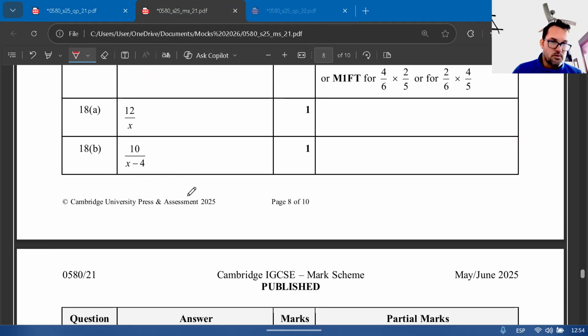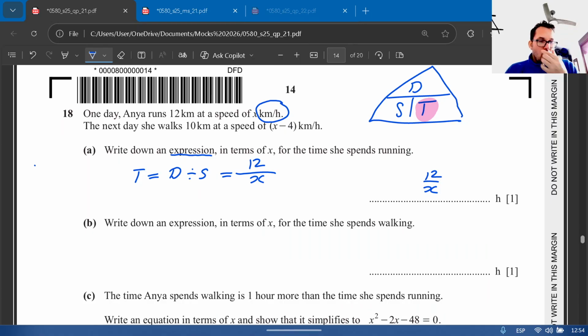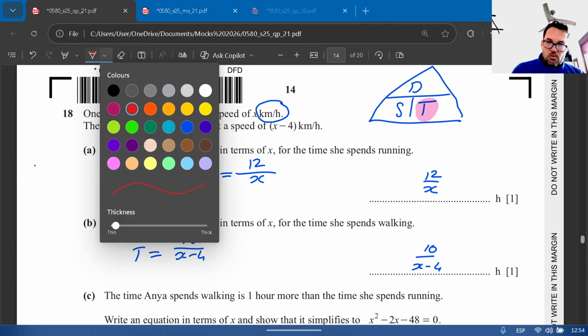There is one mark, 12 over X, nothing else. Write an expression in terms of X for the time she spends walking. Oh, that's the same thing. Okay, the time will be the distance, which is 10, divided by the speed, which in this case is X minus 4. So there's 10 over X minus 4. Okay, there it is. Straightforward. So one mark each.